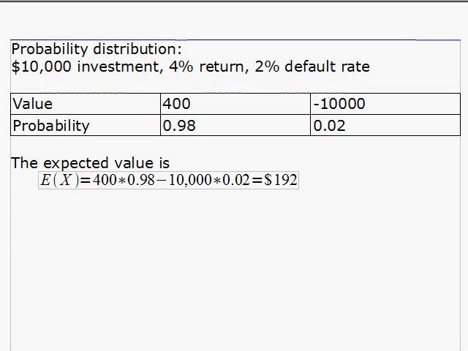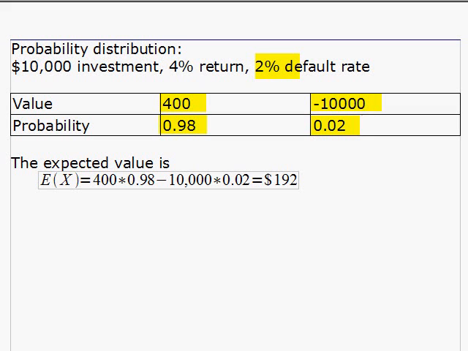The next step is to write a little table with that information. So here's my probability distribution. I have a $10,000 investment, 4% return rate, 2% default rate. Okay, the amount I'm going to get back is $400. The probability of getting that back is 98%, 0.98. Alright, if it defaults, I lose $10,000. So there's a chance I'm going to lose $10,000 doing this. And that probability is 0.02 because there's a 2% default rate. So I've just put all the information from the last page into this table.